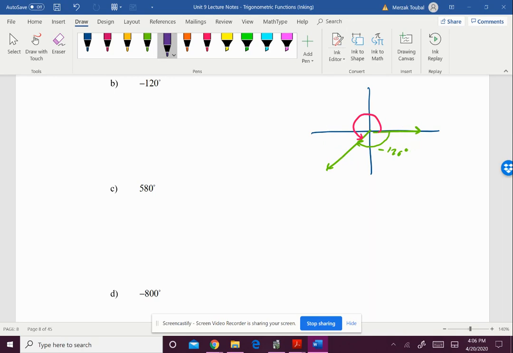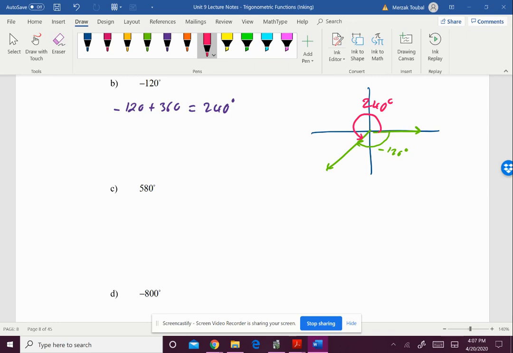So as I said, if the angle is negative, you add 360. So you do negative 120 plus 360, which is 240. So it means 240 degrees and negative 120 degrees are coterminal angles.